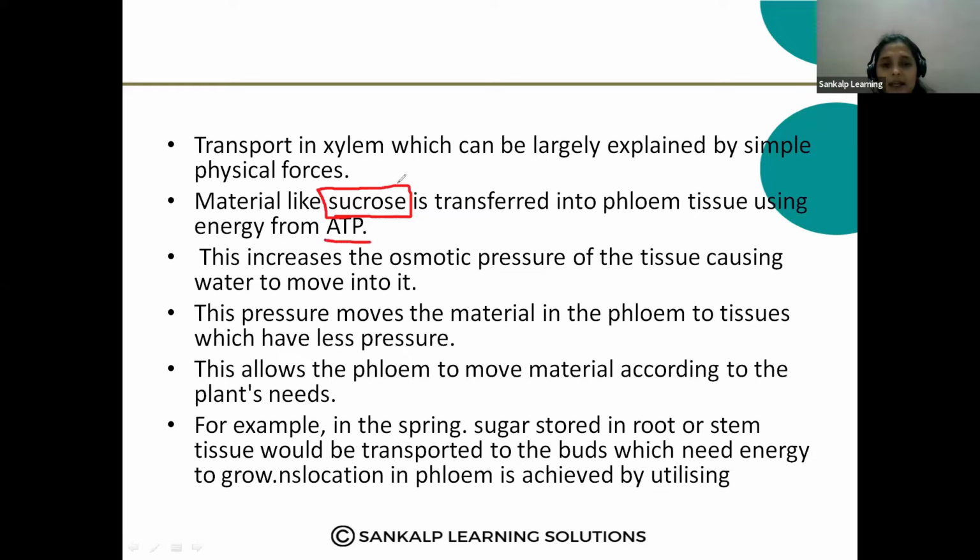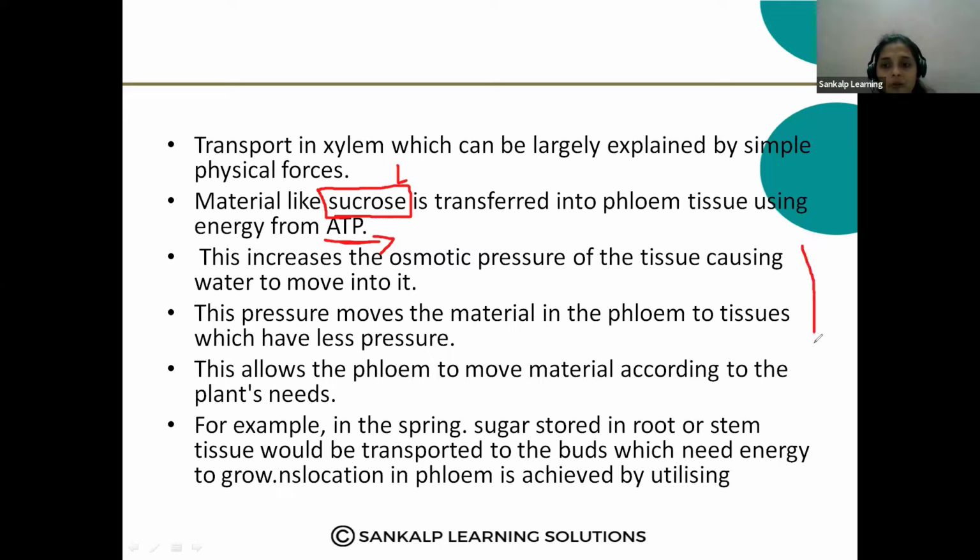So this is produced inside the leaves. Sucrose is produced inside the leaves. This sucrose is transported into the phloem tissue with the help of the energy produced from the ATP. ATP, that is the energy currency. Adenosine triphosphate, that is the full form. That is produced during cellular activities, right? Next step: this increases the osmotic pressure of the tissue, causing the water to move into it.